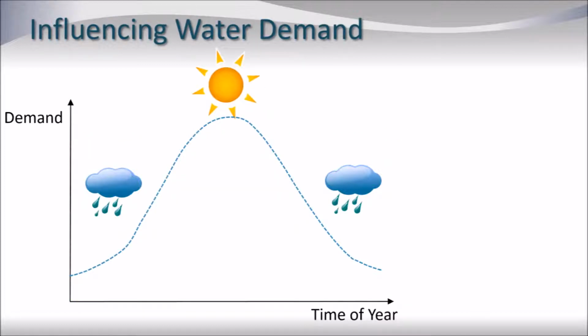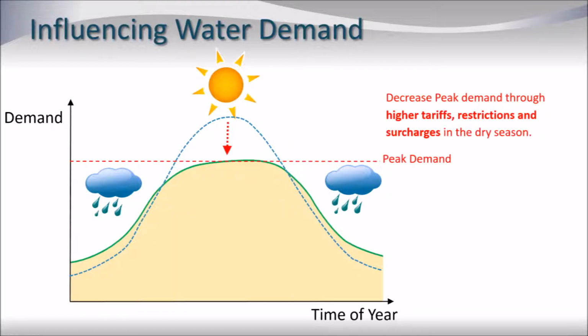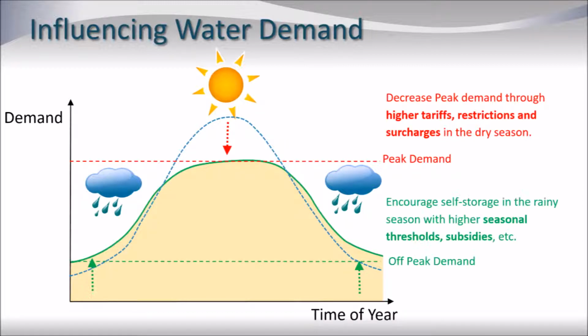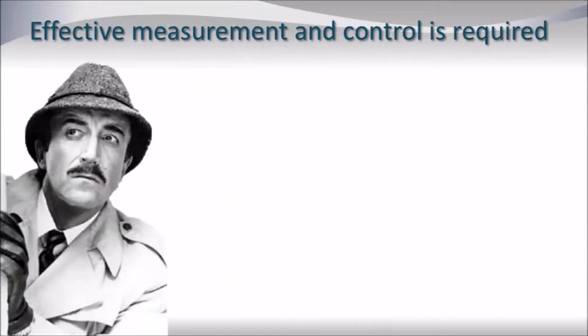We can also influence water demand just like we can electricity. We can decrease the peak demand through higher tariffs, water restrictions and surcharges, that's penalties, in the dry season, and we can encourage things like self-storage in the rainy season with higher seasonal thresholds and subsidies, that's during periods of off-peak demand. Without proper measurement and control, things can get quite out of hand.